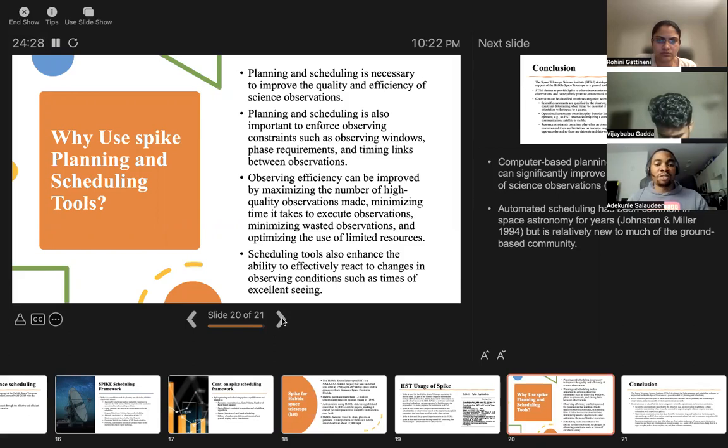And scheduling tools also enhance the ability to effectively react to changes in observing conditions such as times of excellent seeing. So computer-based planning and scheduling tools can significantly improve the quality and efficiency of science observation. There is a quote by Johnston, 1993 report. According to it, scheduling has been controlled in space astronomy for years, based on Johnston and Miller 1994 report, but it's relatively new to much of the ground-based community.